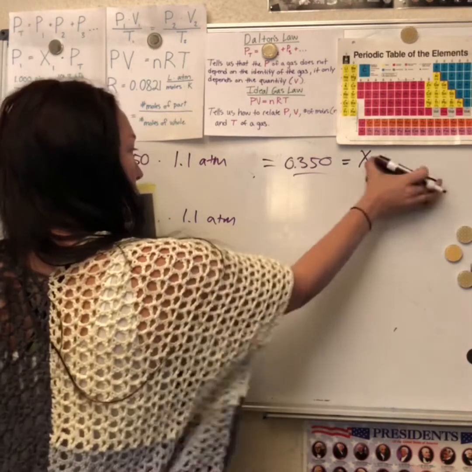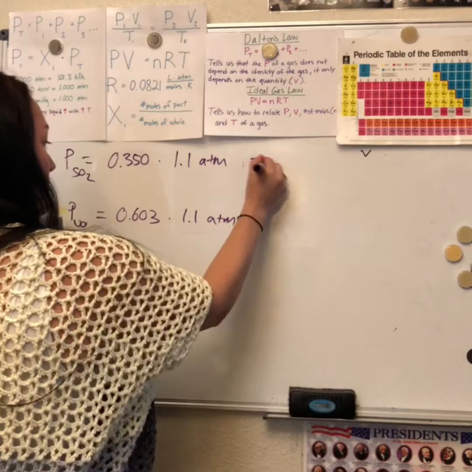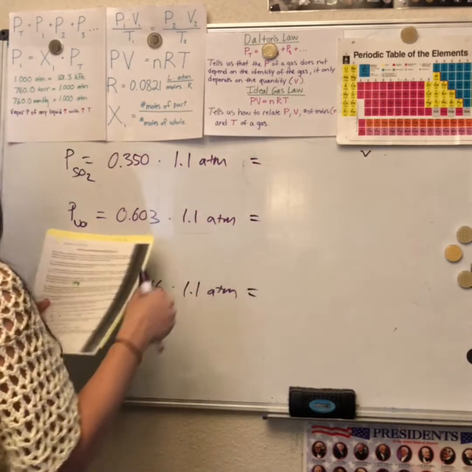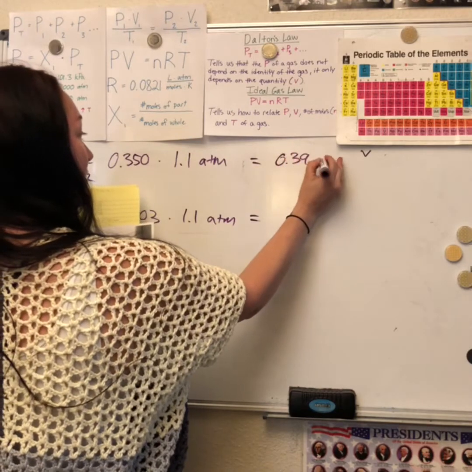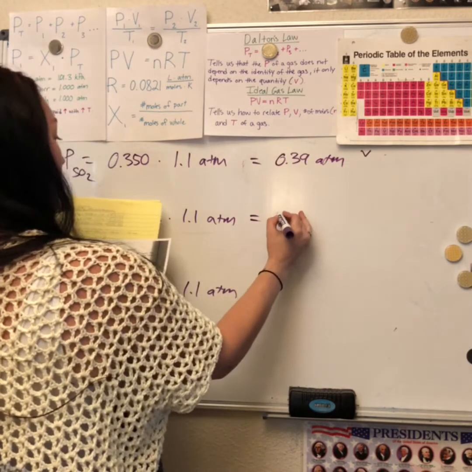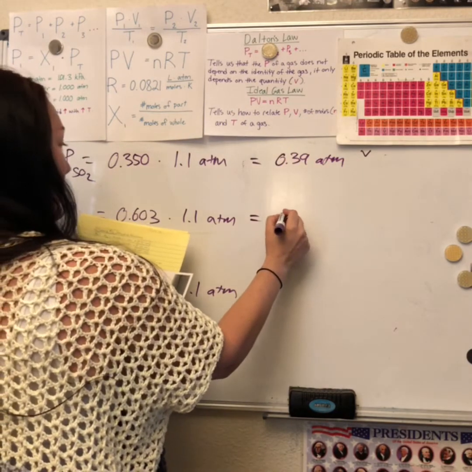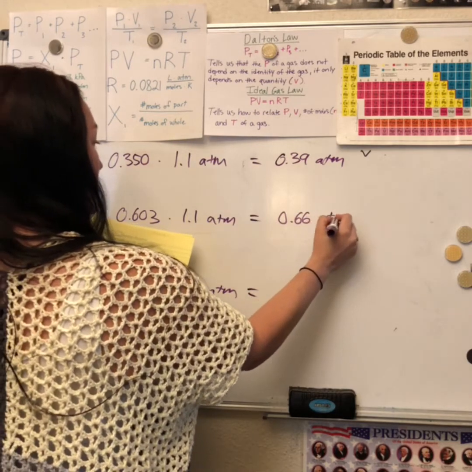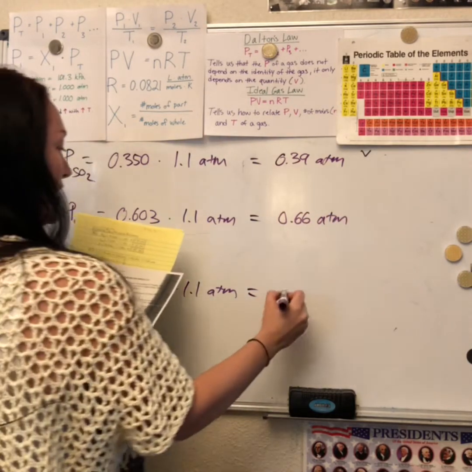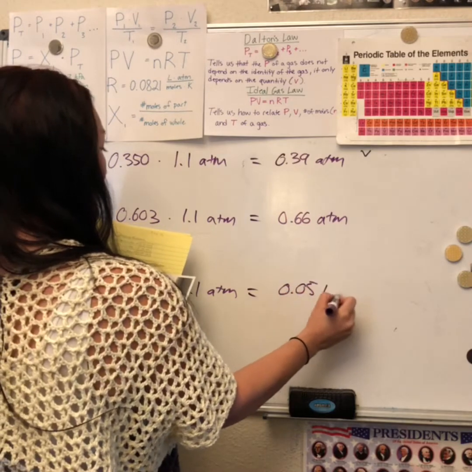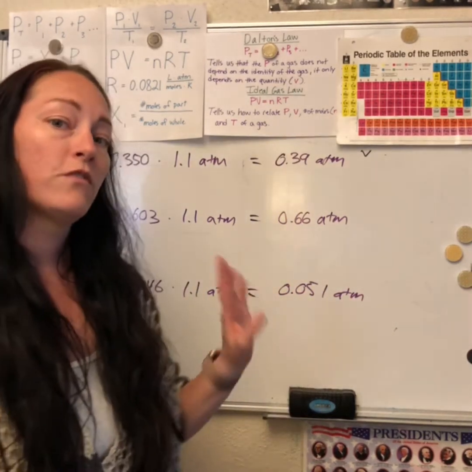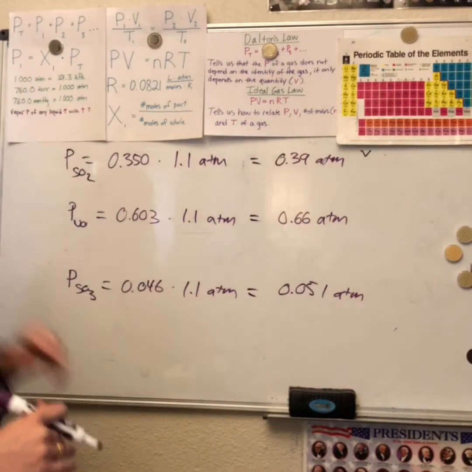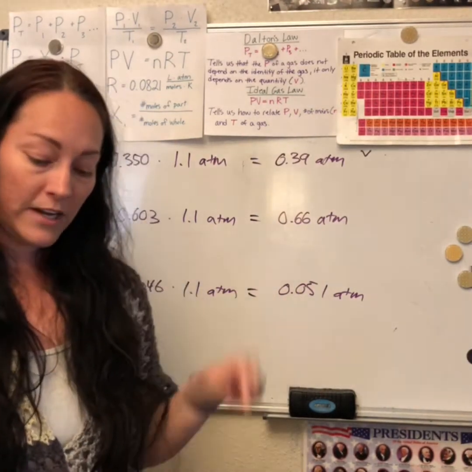So all I have to do is multiply these numbers, and if I do that, I get 0.39 atmospheres for the first one. For NO, I get 0.66 atmospheres, and for SO3, I get 0.051 atmospheres. So really, we just took the mole fraction we found from the previous problem, and we stuck it in one of our other equations to be able to find out the partial pressure.